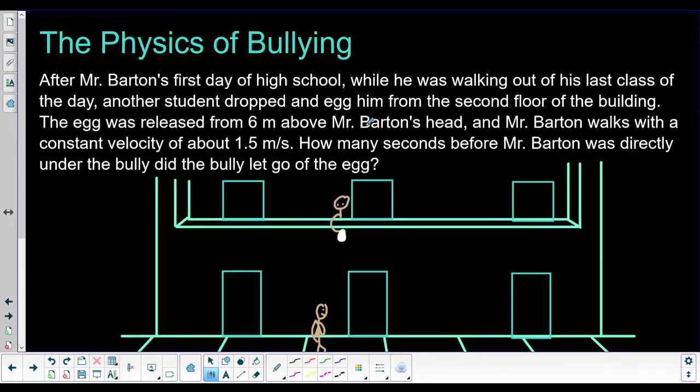So it says, after Mr. Barton's first day of high school, while he was walking out of his last class of the day, another student dropped an egg on him from the second floor of the building. The egg was released from 6 meters above Mr. Barton's head, and Mr. Barton walks with a constant velocity of 1.5 meters per second.